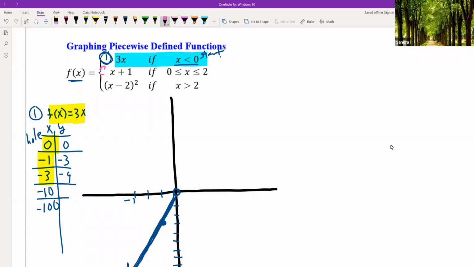Okay, I'm going to move on to equation 2. And so my equation 2 happens to be f of x equal to x plus 1. And now I got to pay attention to the inequality. Okay, I got to select values between 0 and 2. So 0, 1, and 2, including both of them because they're equal to. Okay, so that's all I need. I just need to include these 3.